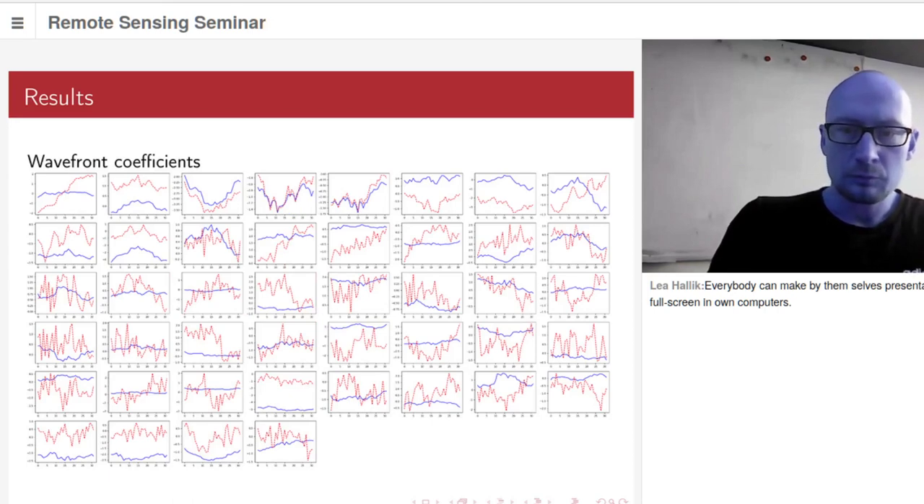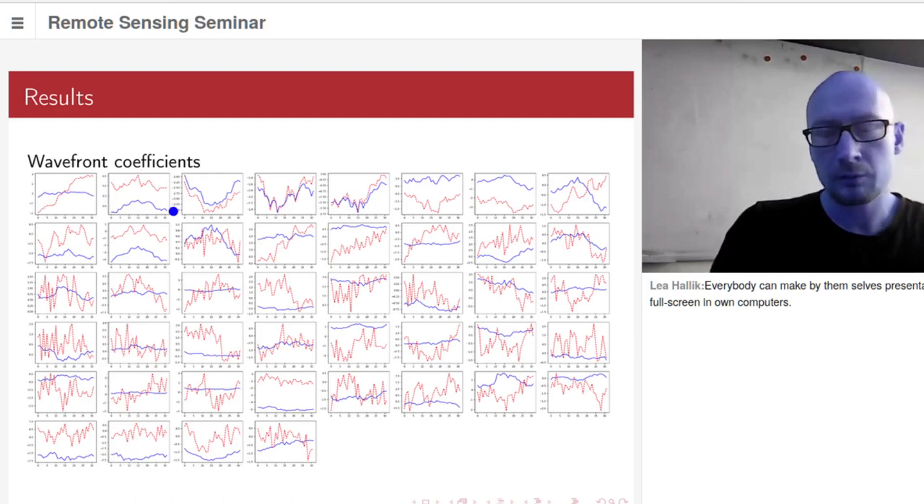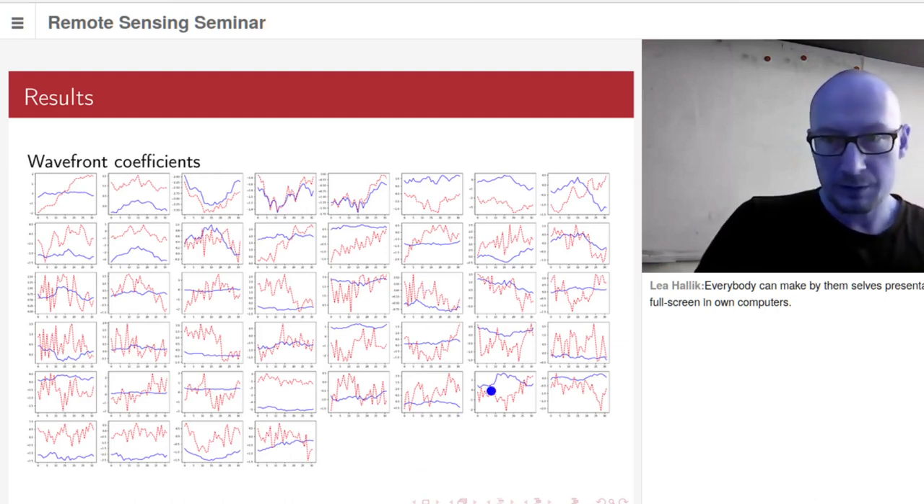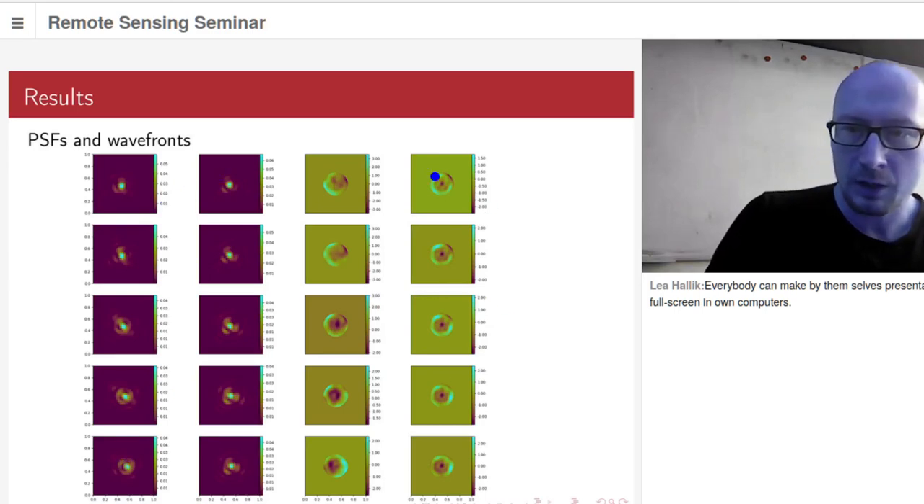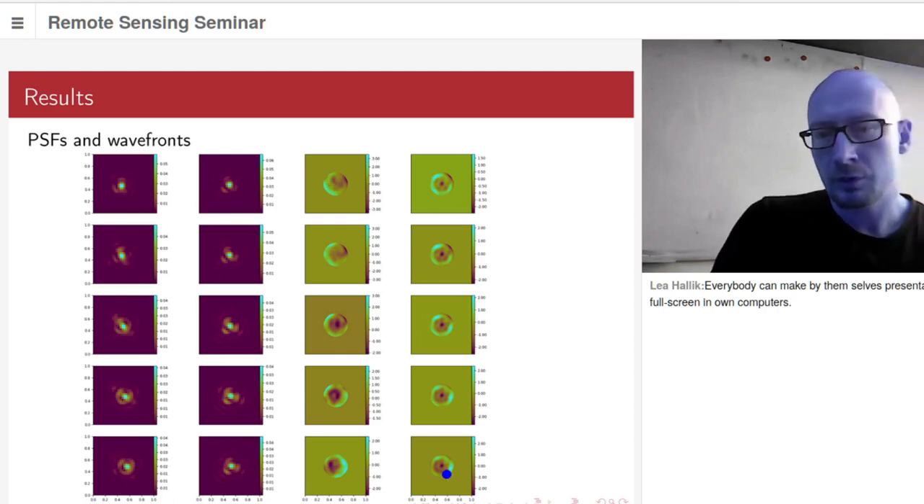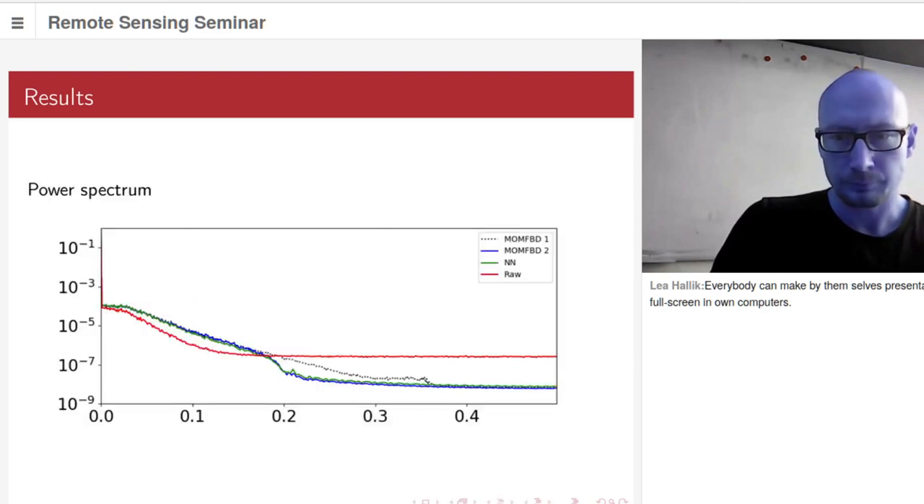And here are these learned wavefront coefficients. We see that there are differences between the red curve, which is the output from the neural network, and the blue curve from the state of the art method. So there are definitely some unanswered questions here. Why are the neural network coefficients, the time series of these, much smoother, for instance, varying much less? Here is the corresponding comparison of point spread functions and the wavefronts of the atmosphere. Also quite big differences.